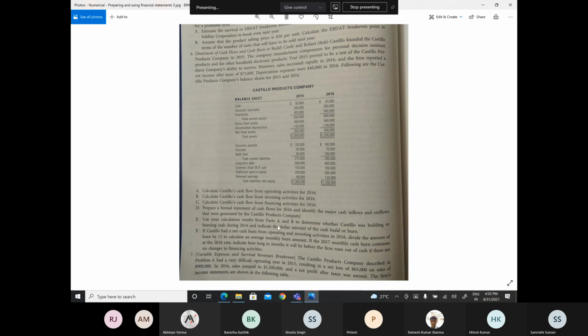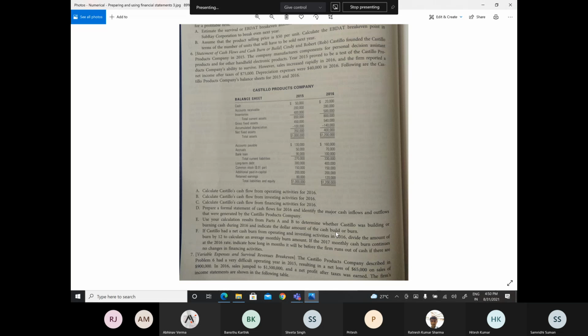Use your calculation results from parts A and B to determine whether Castillo was building cash or burning cash during 2016 and indicate the dollar amount of the cash build or burn. F, if Castillo had a net cash burn from operating and investment activities in 2016, divide the amount of burn by 12 to calculate an average monthly burn amount. If the 2017 monthly cash burn continues at the 2016 rate, indicate how long in months it will be before the firm runs out of cash if there are no changes in financing activity.